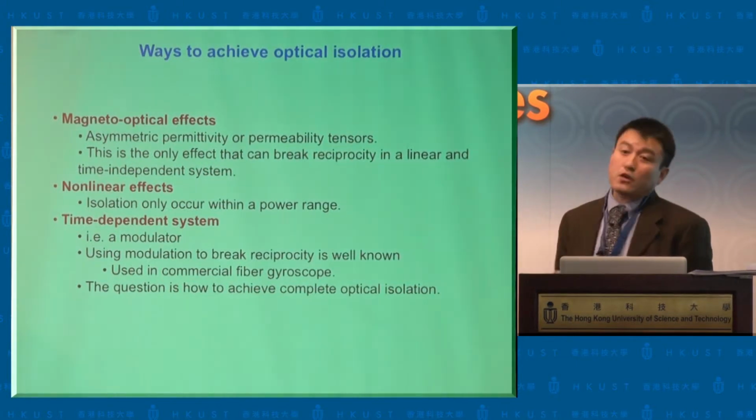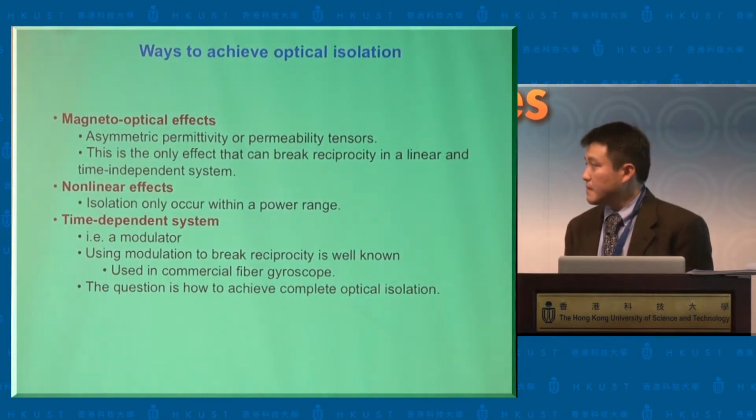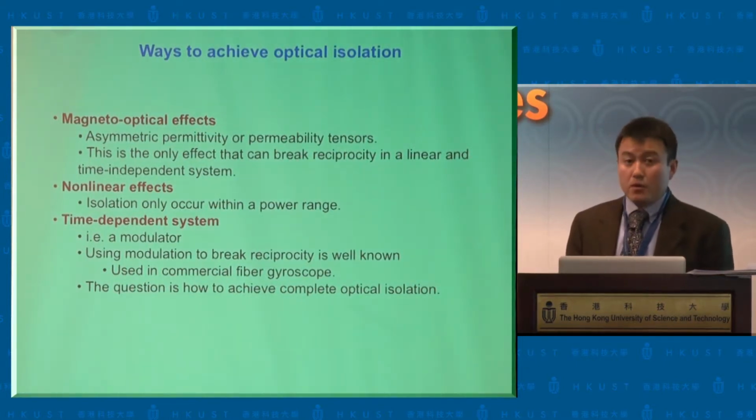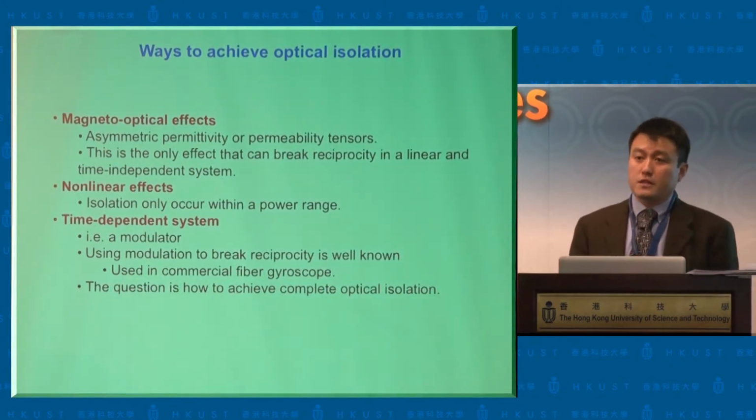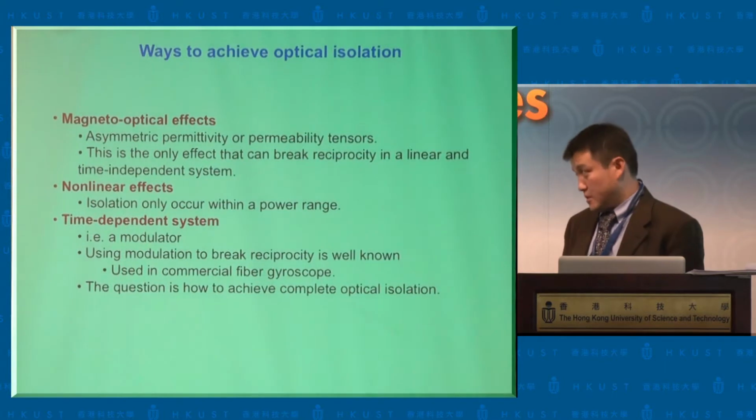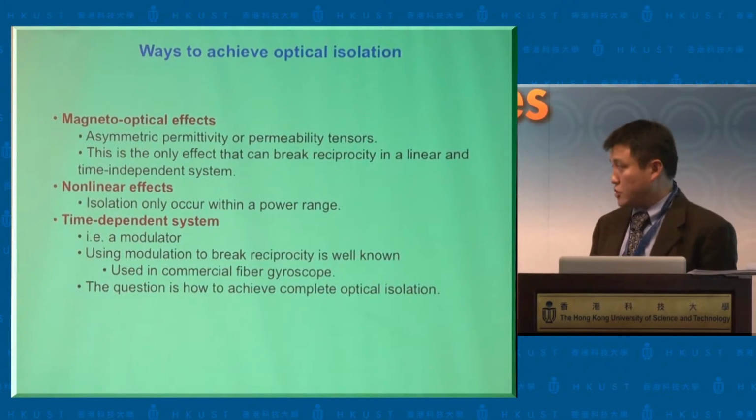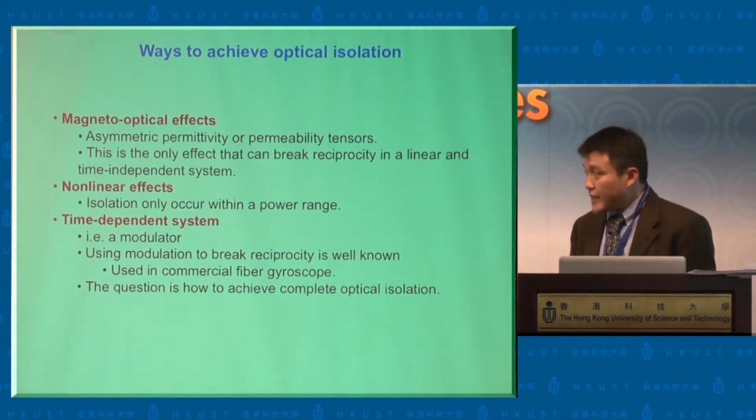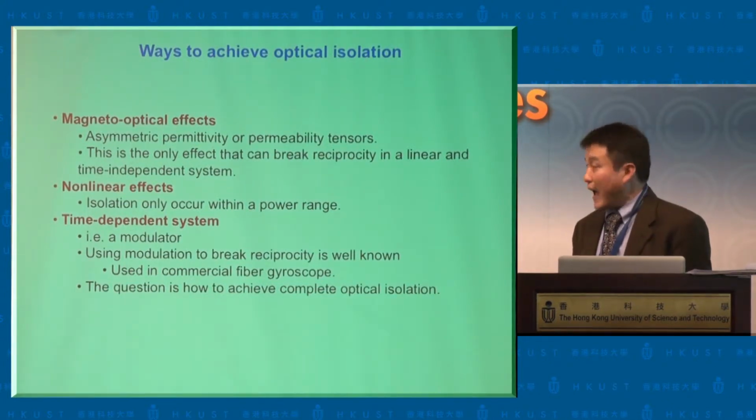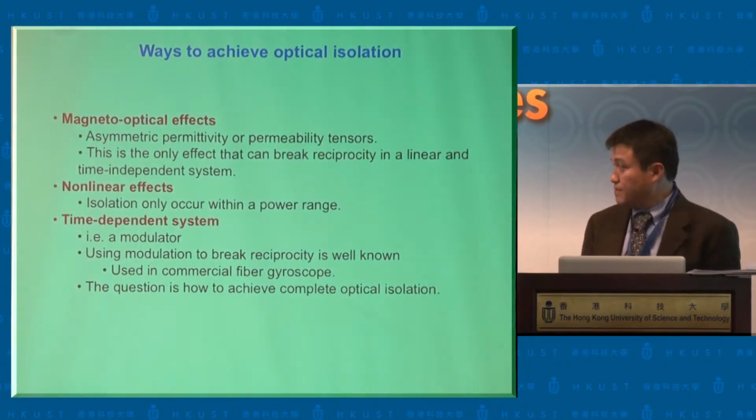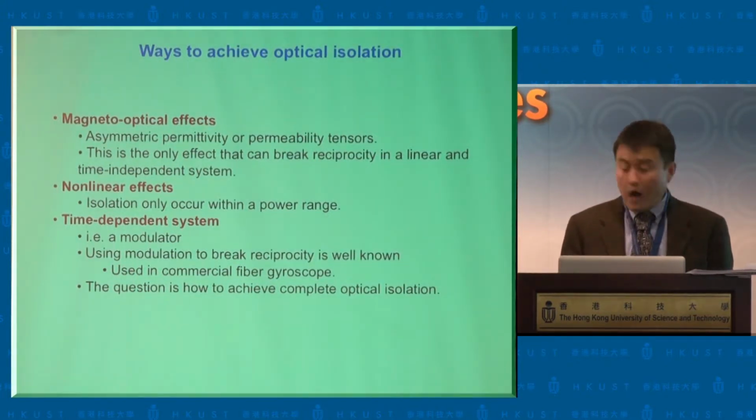You can do magneto-optical effect, and that's the only effect that's available for stationary structure. You can do nonlinear effect, and many people did that, but it usually only occurs within a small power range. So what we have been pursuing is a third option, and this is a time-dependent system. For example, a modulator. And using modulation to break time reversal symmetry or break reciprocity is in fact well known. You actually buy it in a commercial fiber gyroscope, but the important question is how to use that to achieve optical isolation.